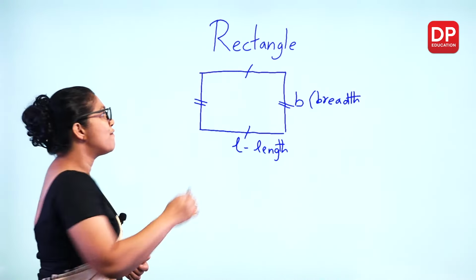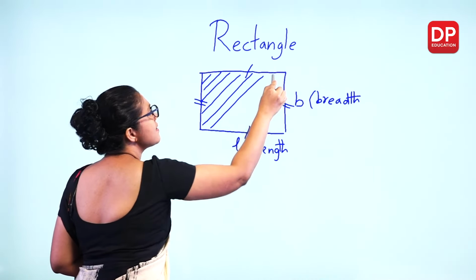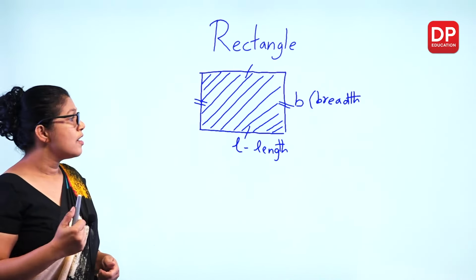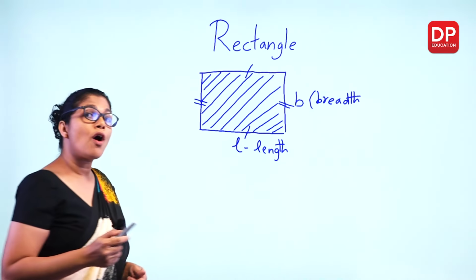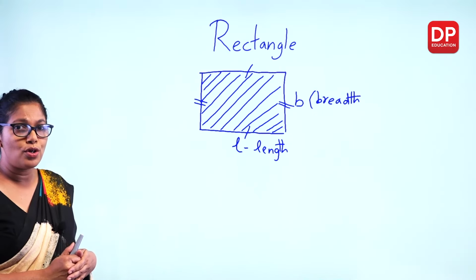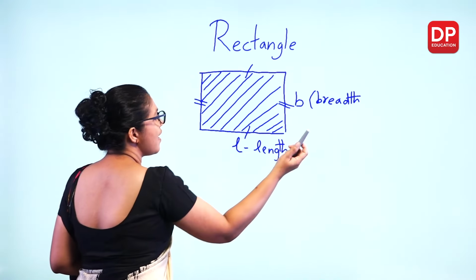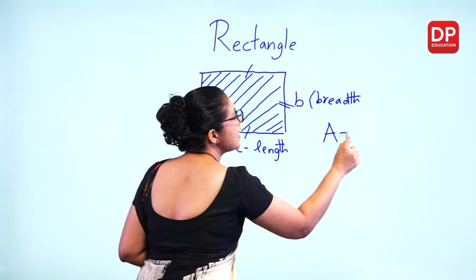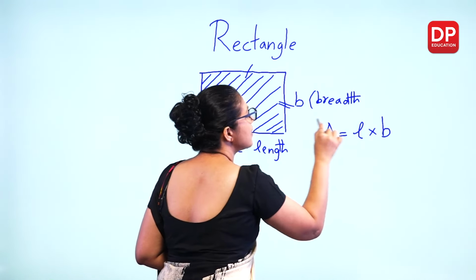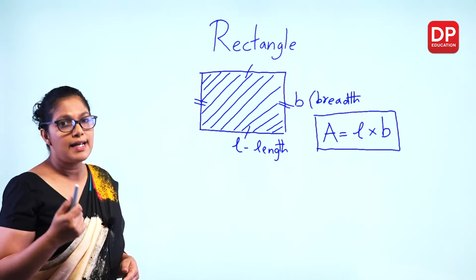So how can we find the area? We need to find the space taken by this object, the rectangle. You know the area of a rectangle from the previous classes. That's equal to length into breadth. So here we can write the area taken by a rectangle is length into breadth. You need to memorize this formula to find the area of a rectangle.